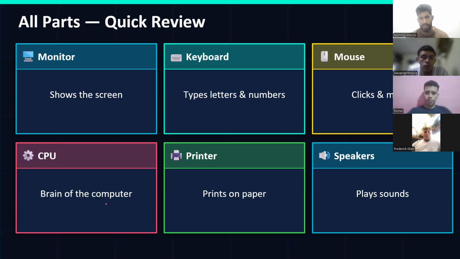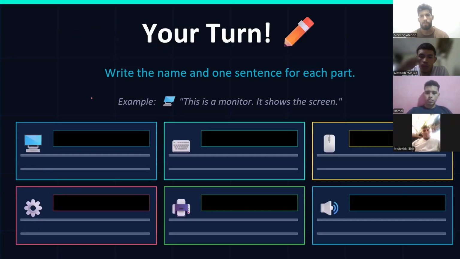Is the brain of the computer, right? Correct. The printer, it prints on paper. Prints on paper. Yes. So the last part that we are seeing is our speakers, which play the sounds. Say plays the sounds, please. Plays sounds. That's correct. So let's continue with the last activity.